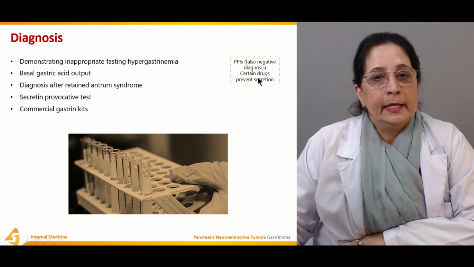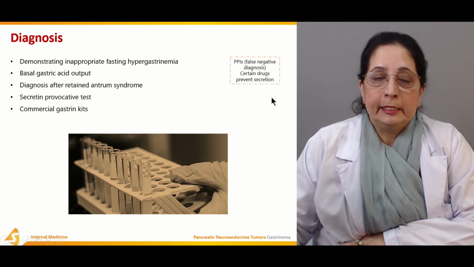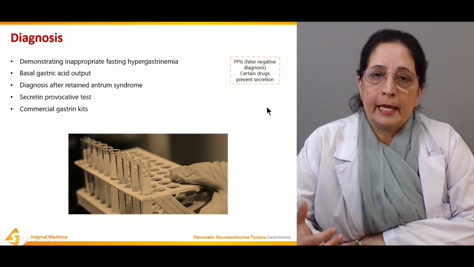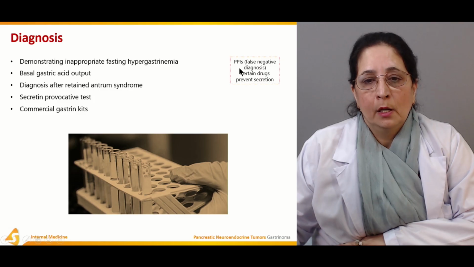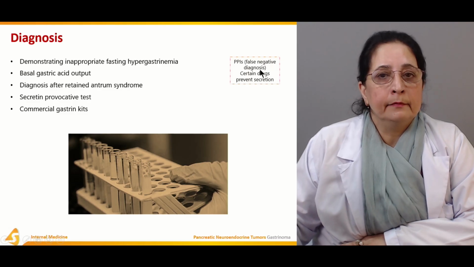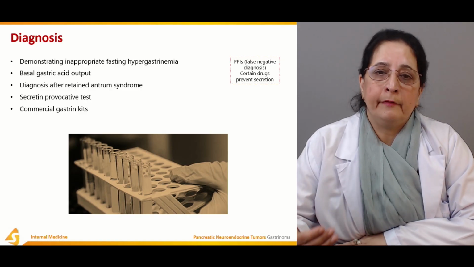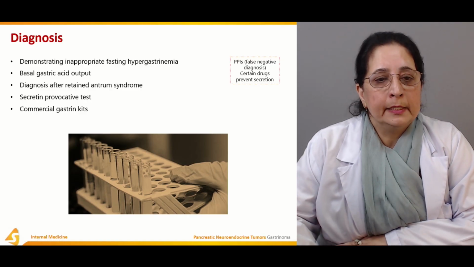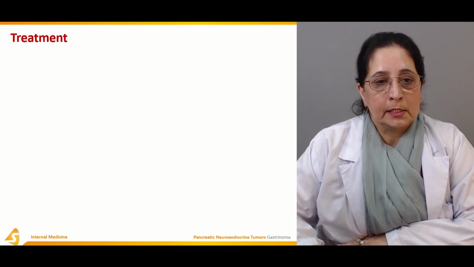PPIs can give a false negative diagnosis. Certain drugs prevent the secretion of the gastrin. These are proton pump inhibitors. Proton pump inhibitors give a false negative diagnosis, and certain other drugs are also used that prevent the secretion of the gastrin. So different tests are available for diagnosis.